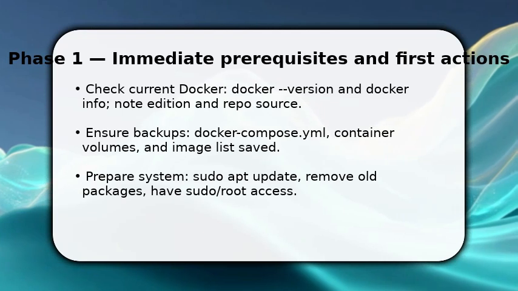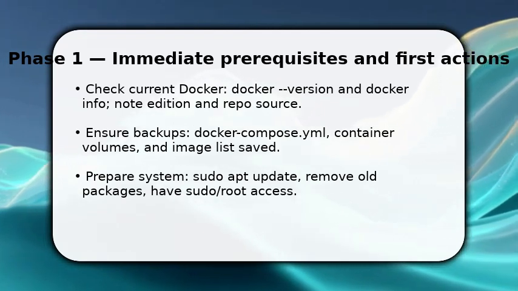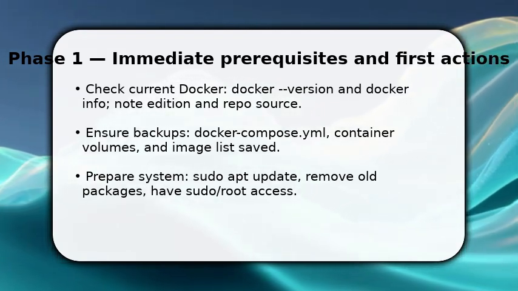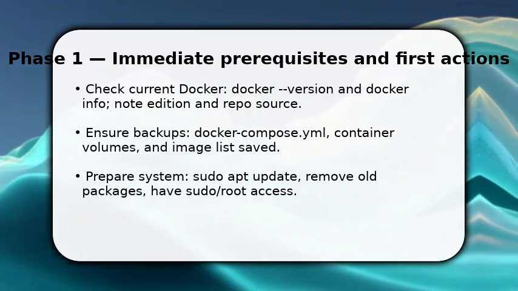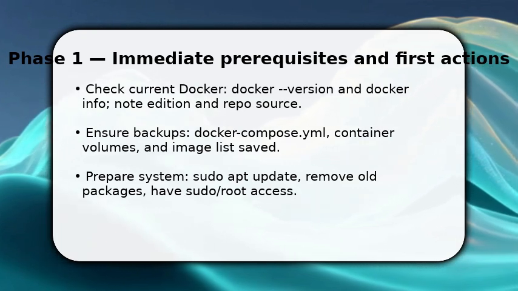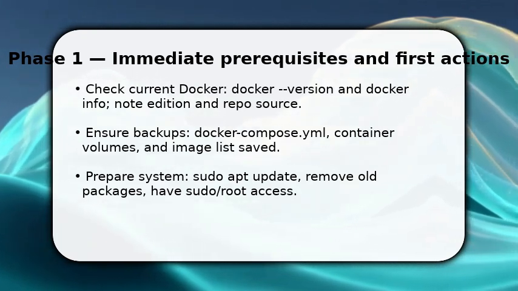You start by confirming what you have. Run docker version and docker info so you know the installed release and repository. Next, export or backup Docker Compose files, named volumes, and any critical images. This prevents data loss during upgrades.